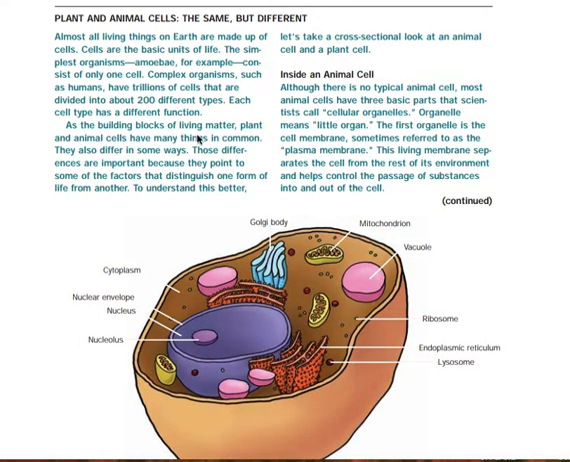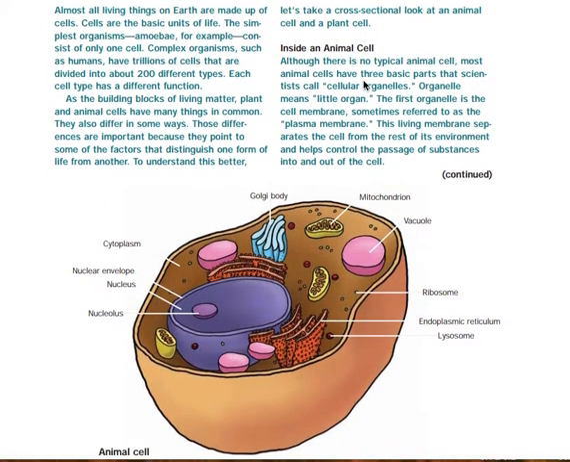As the building blocks of living matter, plant and animal cells have many things in common. They also differ in some ways. Those differences are important because they point to some of the factors that distinguish one form of life from another. To understand this better, let's take a cross-sectional look at an animal cell and a plant cell.